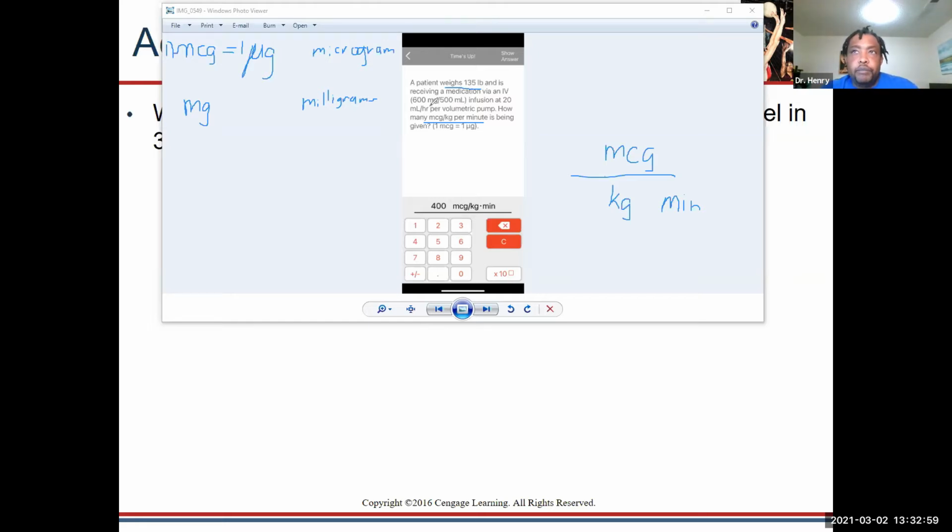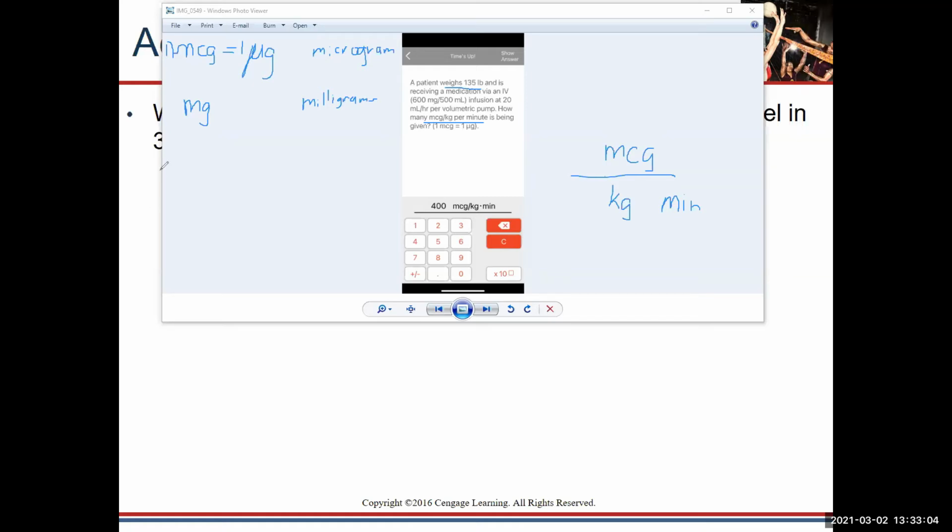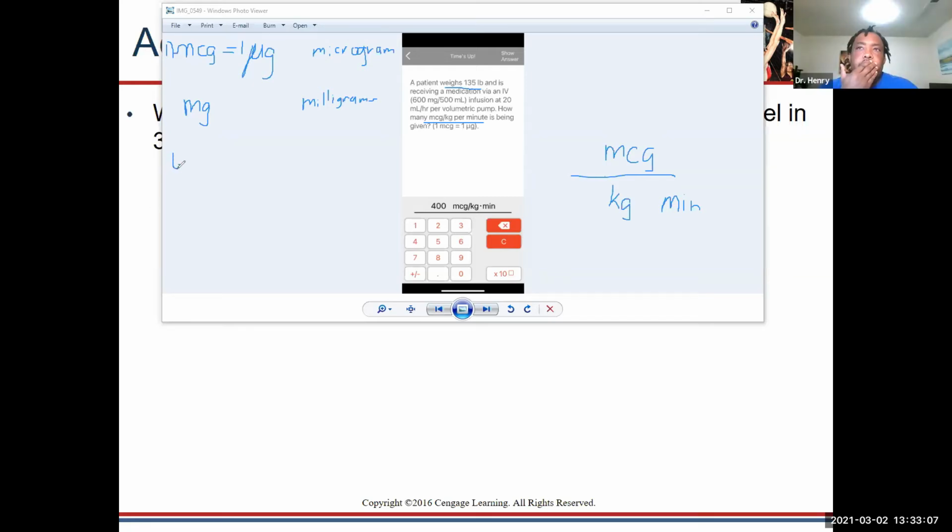And that's a mass. Is it milligrams, mass? Yeah. So I could probably start off with something like that to get me to my mass. So 600 milligrams, and it's at 600 milligrams per 500 milliliters. Okay, then it also says that this infusion is at 20 milliliters per hour.